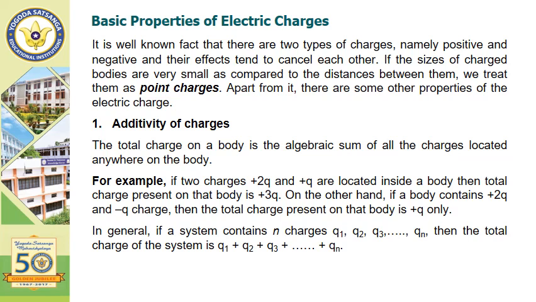It is a well known fact that there are two types of charges, namely positive and negative, as we have seen in the earlier lectures, and their effects tend to cancel each other, and that is why a material is said to be a neutral substance.